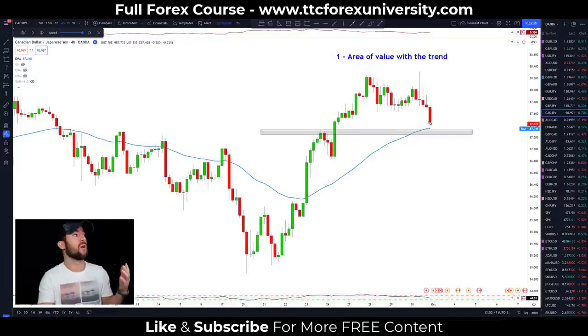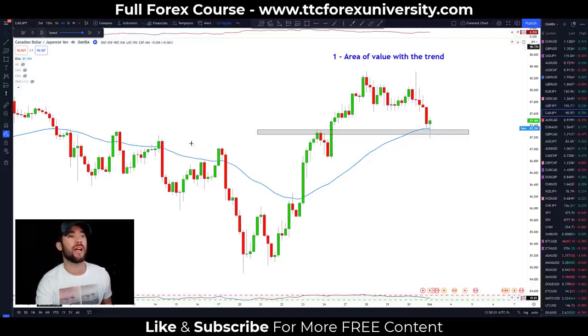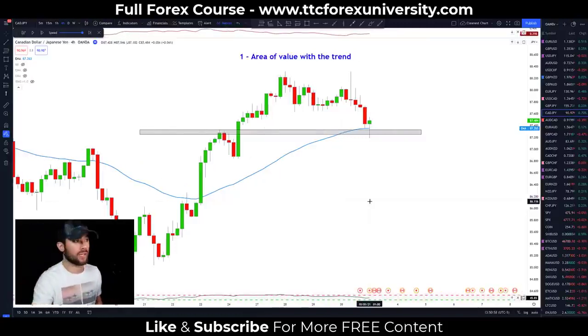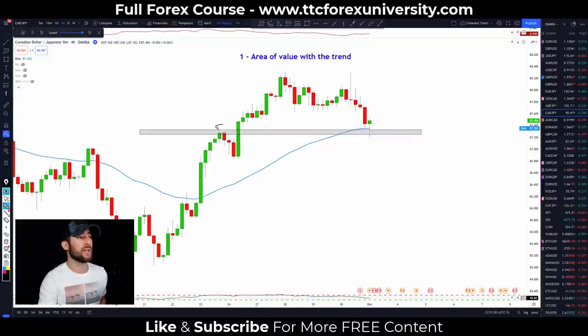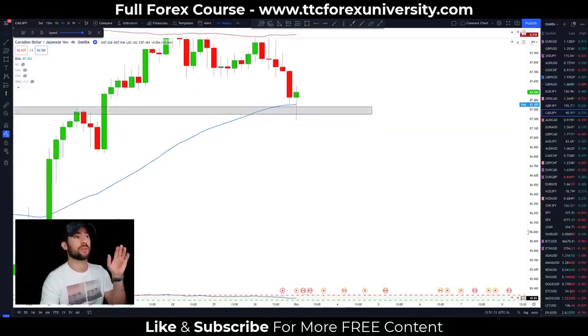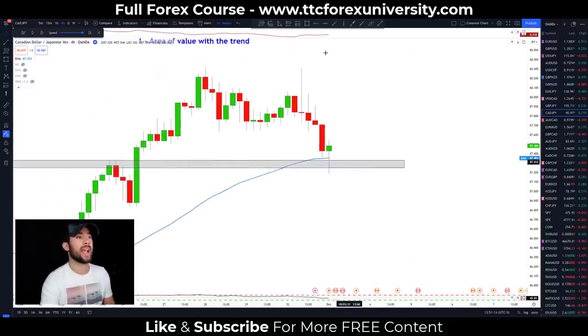So here we are on the Canada yen. And what we get in this situation here, after aligning all of that, our area of value that's with the trend of the market, coming down into our latest level of resistance that was broken in the uptrend, and also lining up with our 50-period moving average, we then get what? We then get exactly what we need in terms of our rules for a hammer candle.